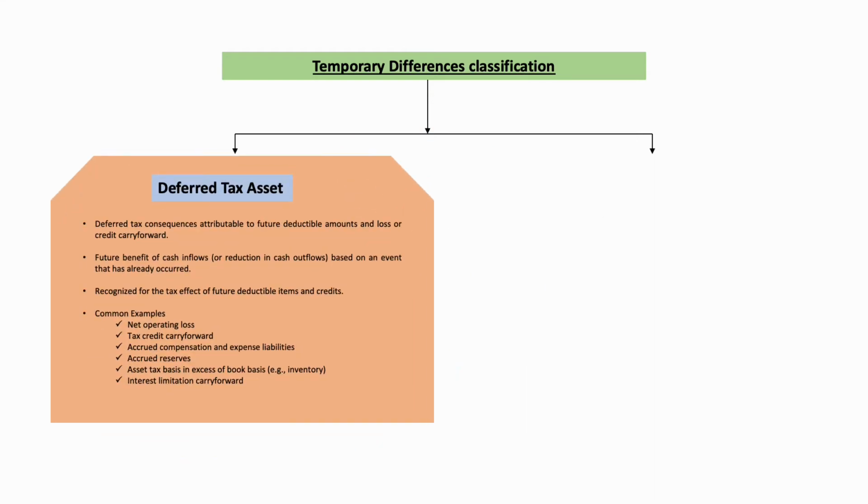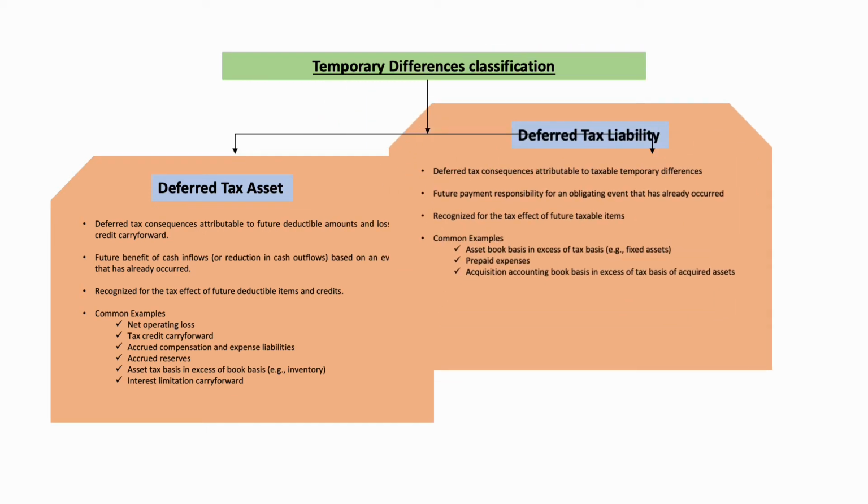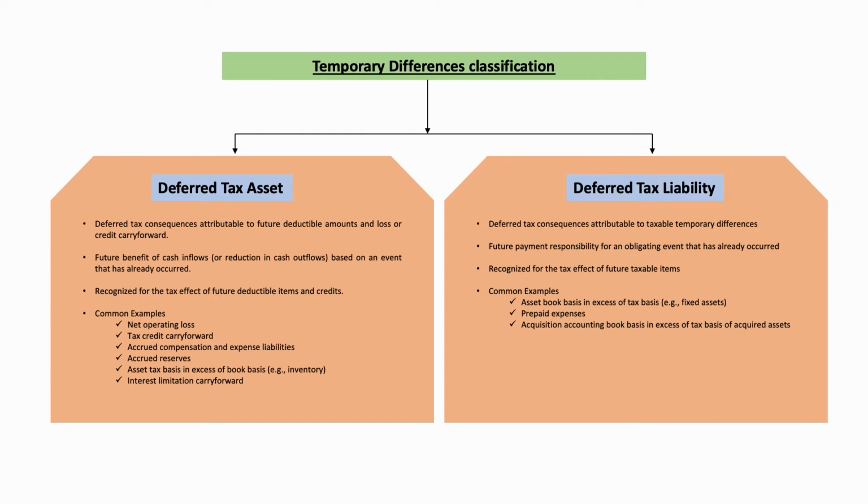As I said, we roll the temporary differences forward on our balance sheet, so they generally create either a deferred tax asset or a deferred tax liability. So a deferred tax asset is created when the temporary difference will result in a future benefit or cash inflow in the form of tax refund or a tax credit. So the common example of a DTA or a deferred tax asset is the carry forward of losses.